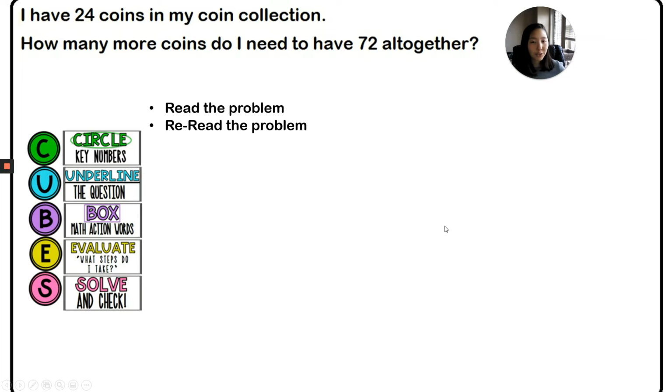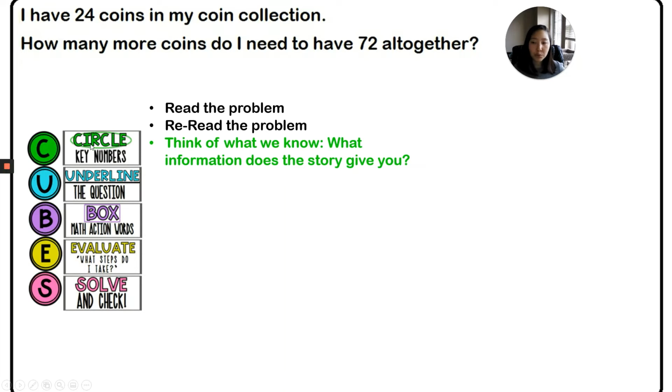So this is our cubes. We're going to start right off with C, which means circle your key numbers and your units. First thing that you should look at is the first sentence right here. I have 24 coins in my coin collection. You already see a number right here, and there's your units right there. It is coins today, so please remember that when you're talking about this. The second part is right here, 72. It doesn't have your units right next to it, but you still know that it is 72 coins because of the 24 coins over here.